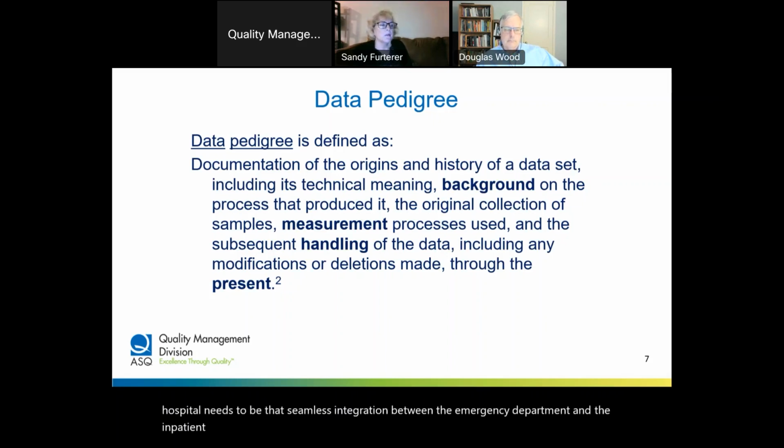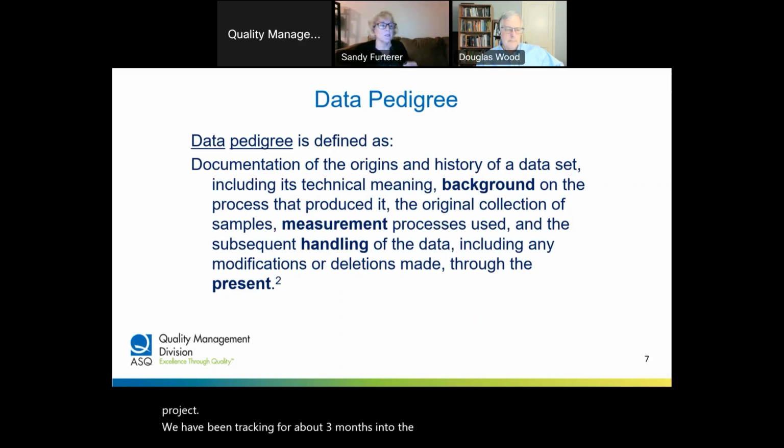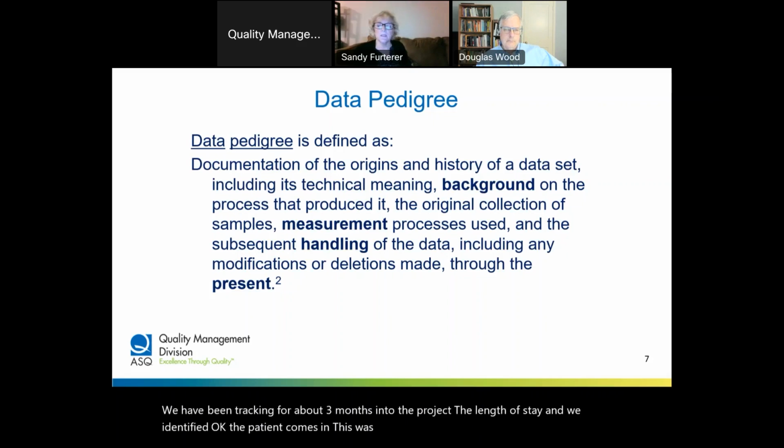So we had been tracking, and they had been tracking a lot longer than the project, but we had been tracking for about 3 months into the project, the length of stay. And we identified, okay, the patient comes in, this was easy. They sign into a kiosk in the lobby, and now that starts tracking the patient coming in. And then it goes to when the patient physically leaves the hospital. Well, we thought that meant when they actually walked out.